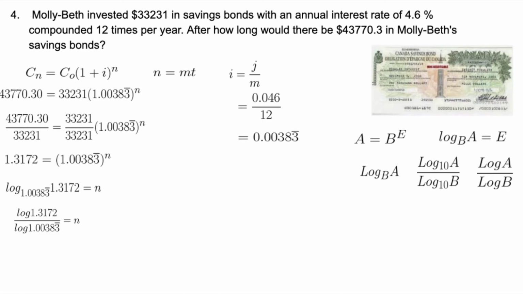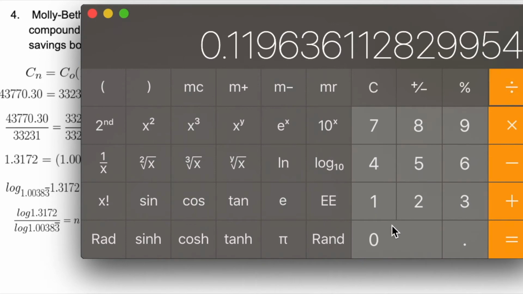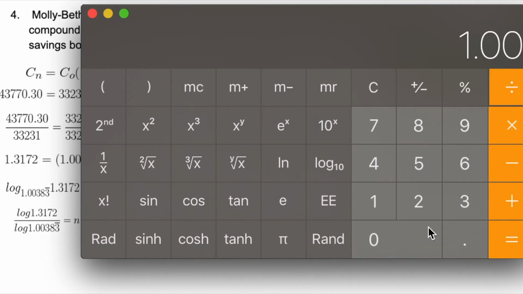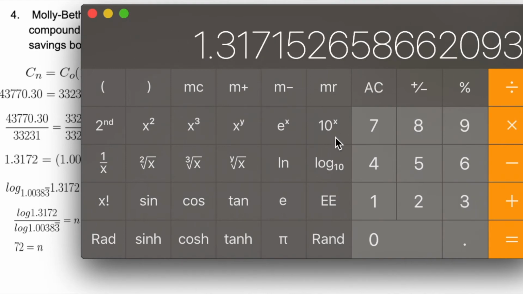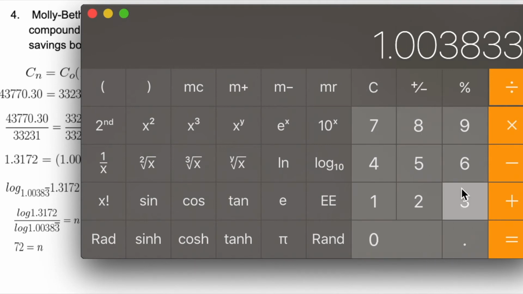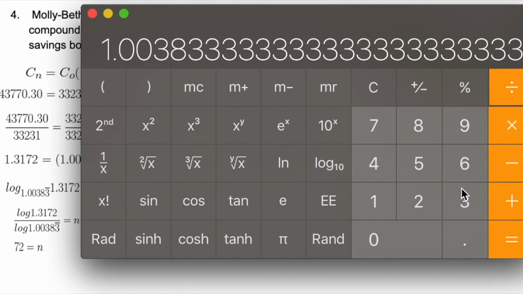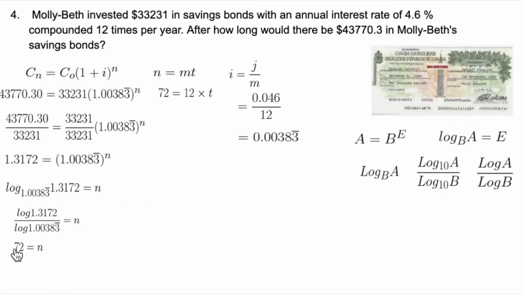And we end up getting n value, so handy dandy calculator time. This number, keep it in the calculator, so take the log of that number, divided by the log of 1.00383 repeating. I'm just going to hit 3 a whole bunch of times. Log of that equals 71.999999. Okay, that's 72. So close to 72, it's 72. We're saying that n is equal to 72.